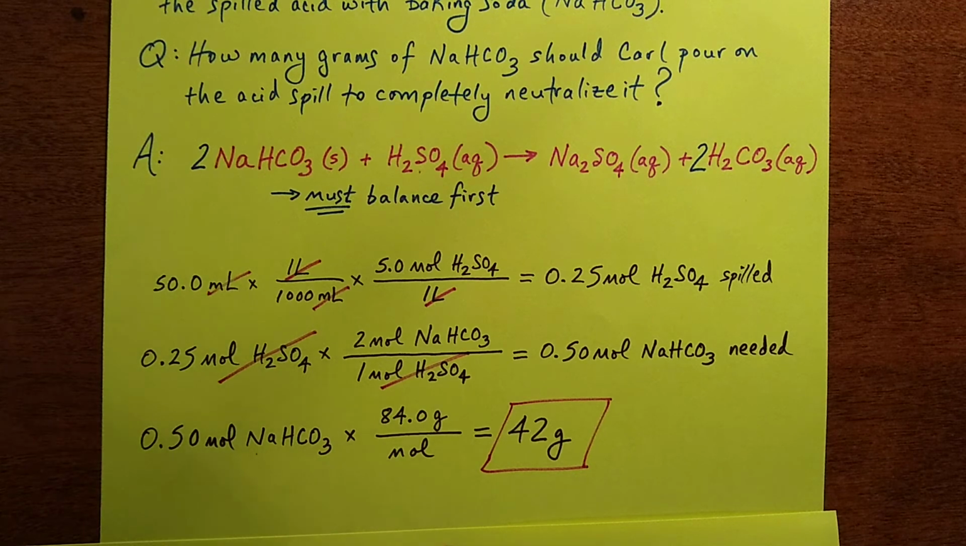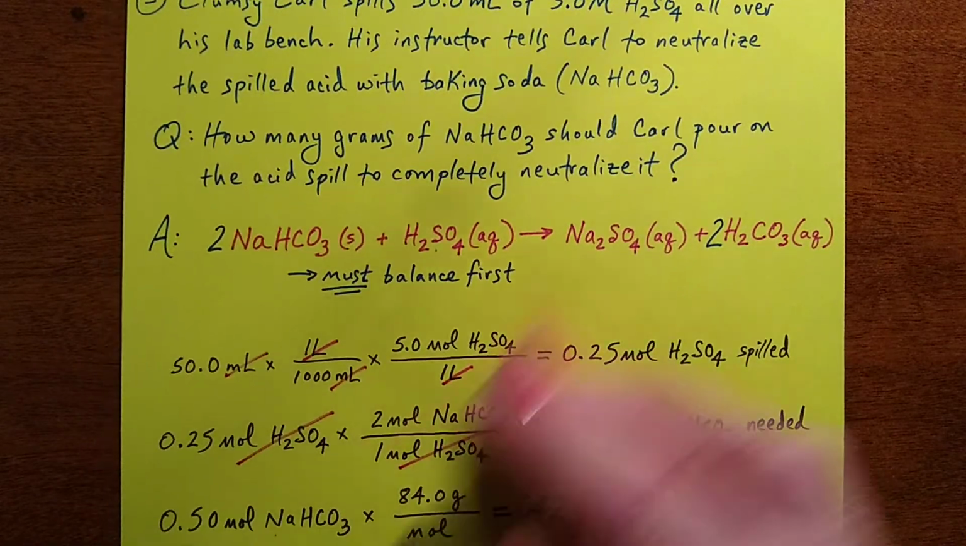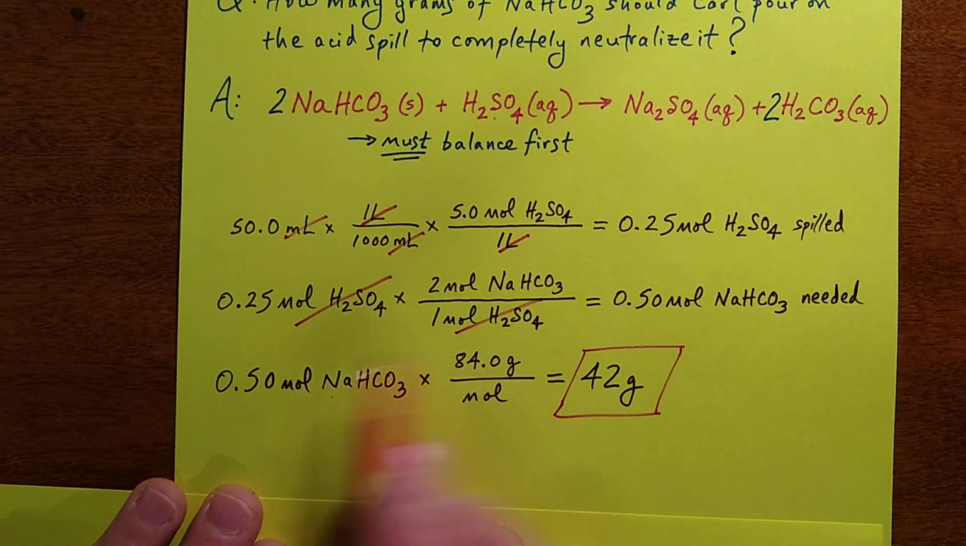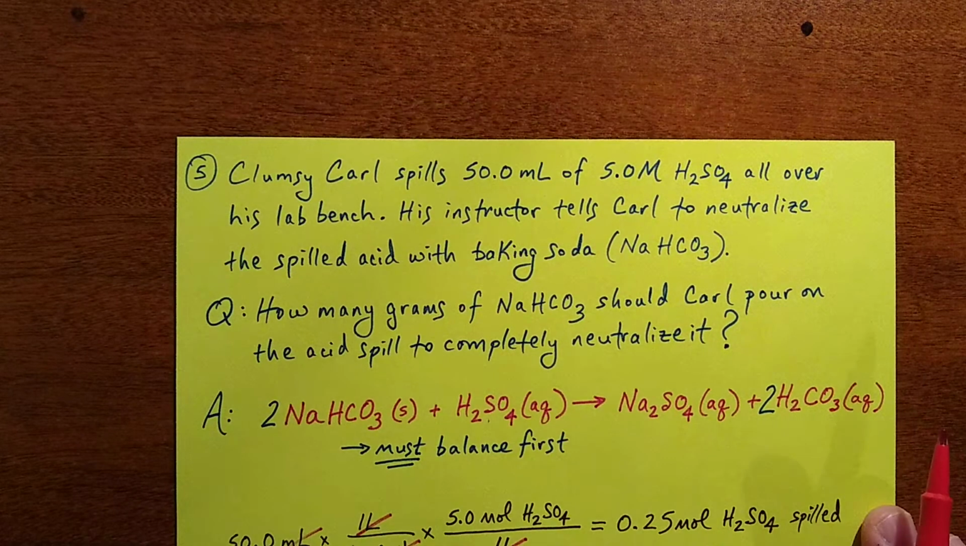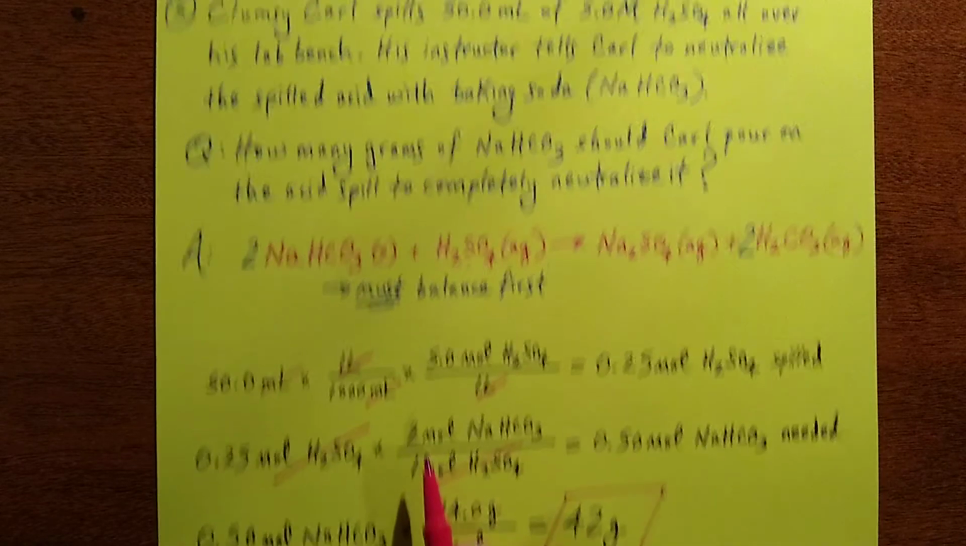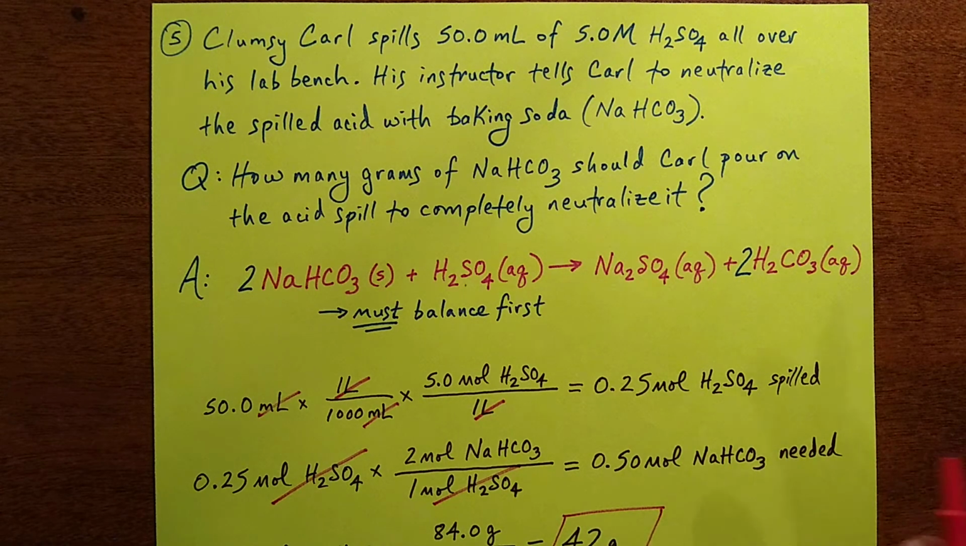Again, that's a good amount. That's about the amount of sugar that's in a Coke can. It's a handful of baking soda that would neutralize a relatively small spill of acid on a table. So I do expect you to be able to do a problem like this. Again, if you need to go back and review stoichiometry, how to convert moles to grams and grams to moles, please do so. That's Chapter 6 material. But again, it's really the same problem, just with that extra step of converting volume and molarity to moles.